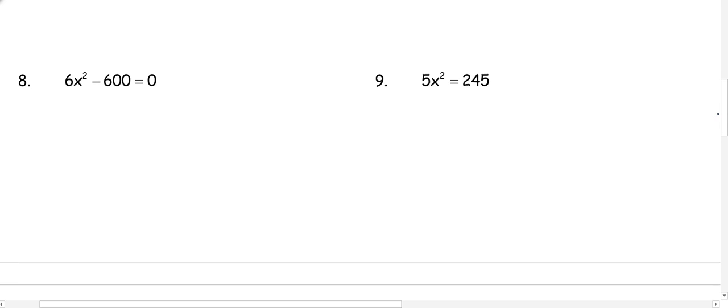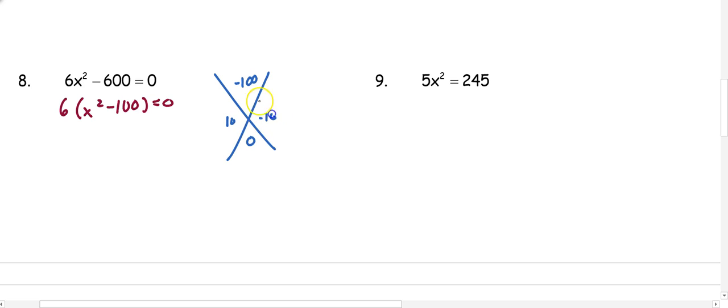Number 8 and 9, again, have equal signs, so we're going to factor and solve in this case. So in number 8, both numbers are divisible by 6. So my GCF is going to be 6, which leaves me with x squared minus 100 equals 0. So I need two numbers that multiply to negative 100 and add to 0. Two numbers that multiply to negative 100 and add to 0 are 10 and negative 10. So I have 6 times (x plus 10) times (x minus 10) equals 0.